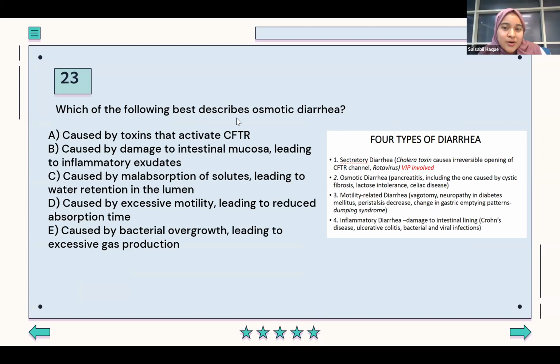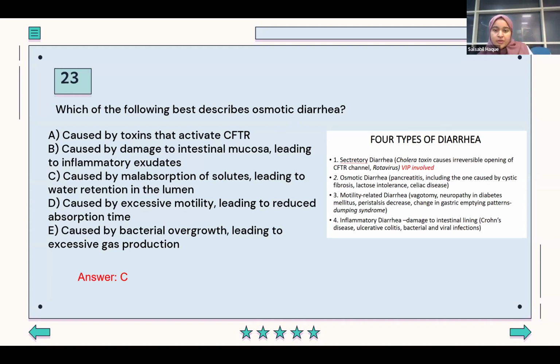Okay, which of the following best describes osmotic diarrhea? Okay. Let's see if it is D. It is C. It's fine. I'll just go through the four types of diarrhea. So the four types of diarrhea are secretory, osmotic, motility, and inflammatory.